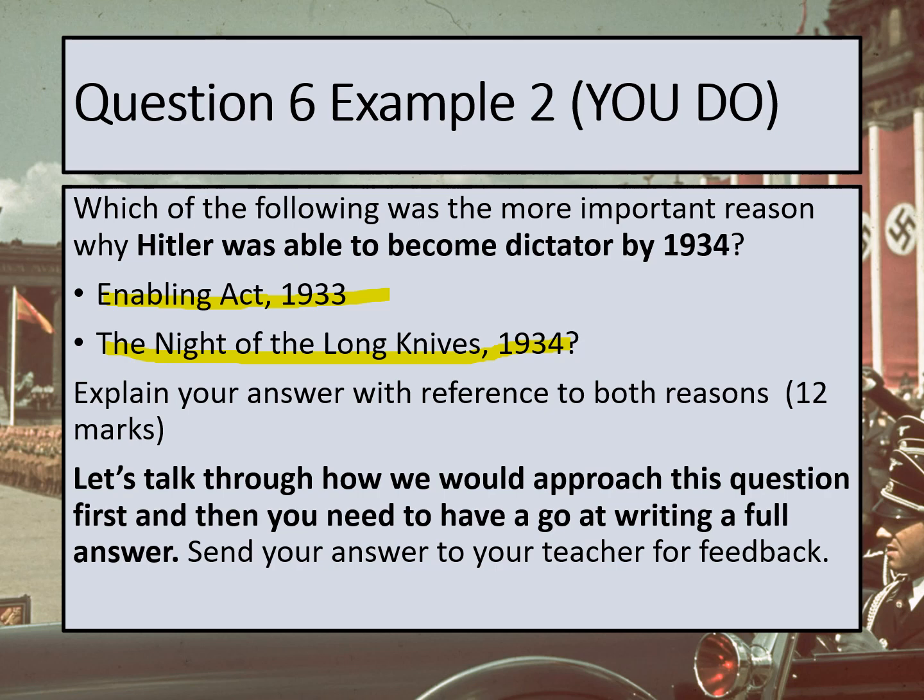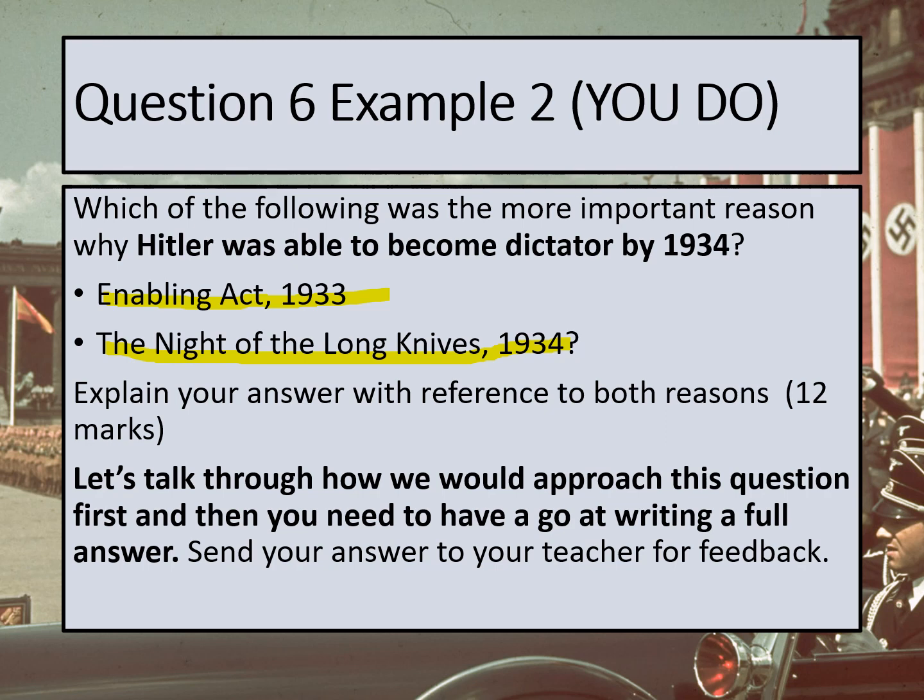So you're going to have to go back over your knowledge of the Enabling Act. You've got to make sure that you are describing what the Enabling Act was, but you've also got to make sure that you talk about how Hitler used the Enabling Act to help him become a dictator. Think about the powers that he gave to himself and how he used that power.